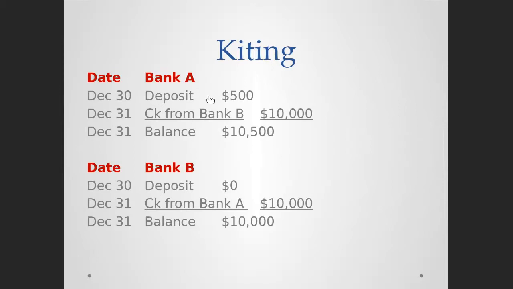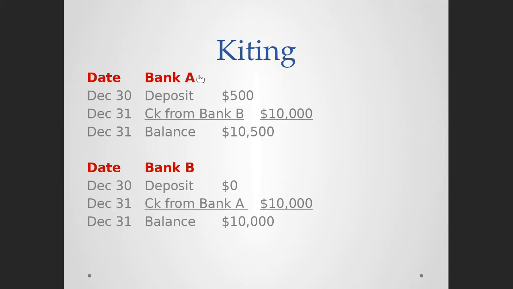Let's say the client opens 2 bank accounts, Bank A and Bank B, right? In the first bank, they deposit 500, and in the second bank, they deposit nothing. So on December 30th, what is the total amount of money the client has? The client deposited 500 in one and 0 in the other one. How much is the total amount of money the client has? 500, right? Okay.